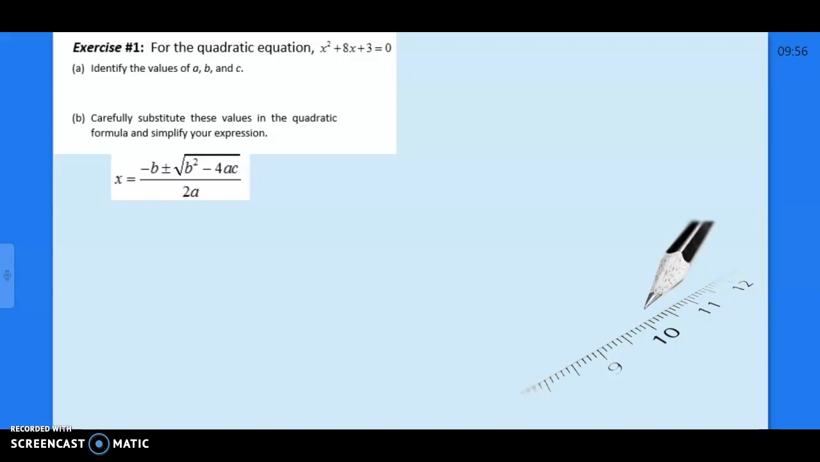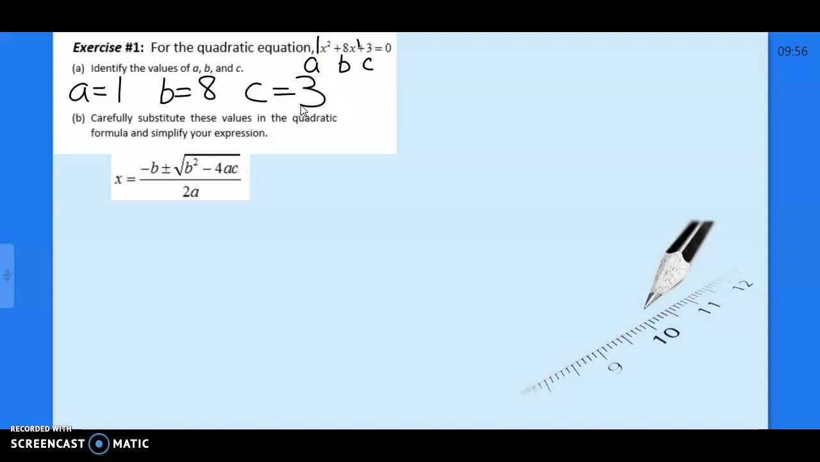Okay, so here we have x squared plus 8x plus 3. You might want to put the 1 in front of x squared to remind yourself that there is a number there. So if this is in descending order by exponent, 2, then 1, then no exponent, then it's in alphabetical order by letters. So we call this a, we call this b, and we call this c. So we have identified the values for a, b, and c. a is simply 1, b is 8, and c is 3.